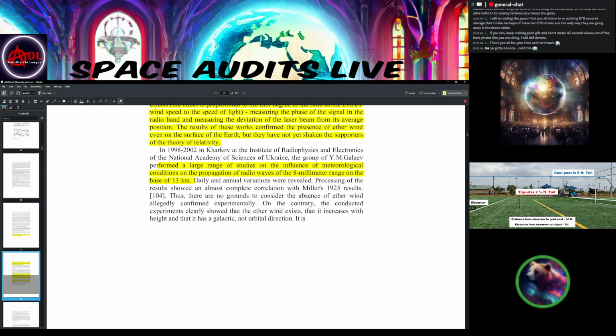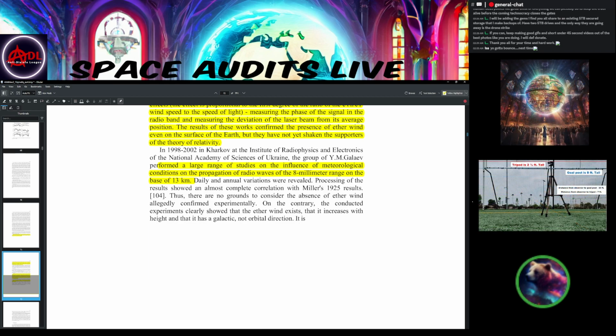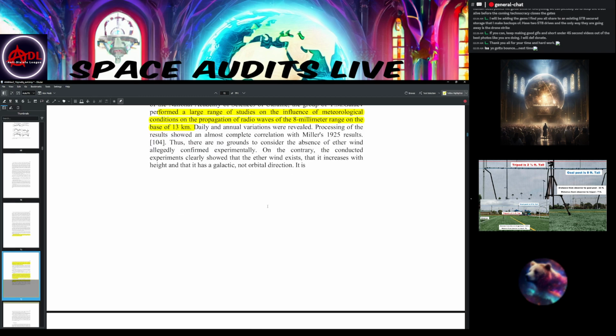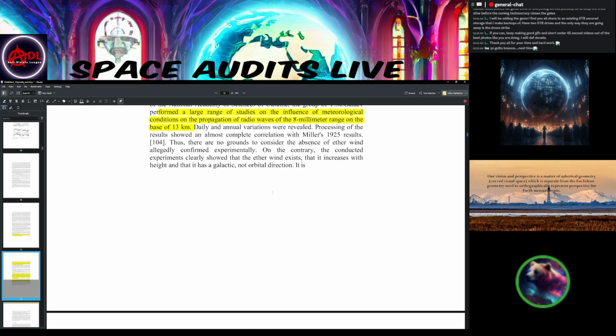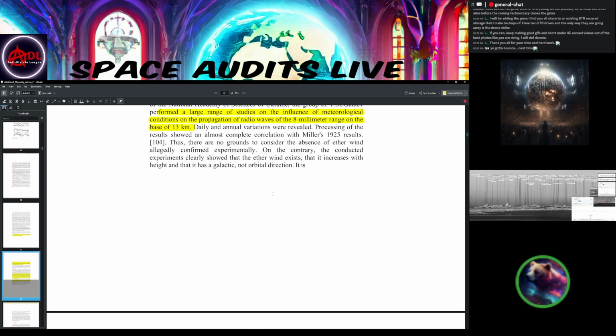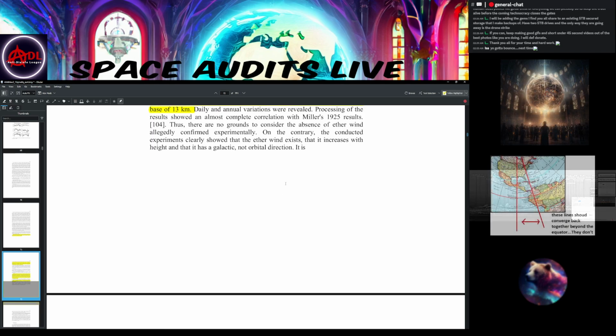Citation 104. Thus, there are no grounds to consider the absence of the ether wind allegedly confirmed experimentally. On the contrary, the conducted experiments clearly show the ether wind exists and it increases with the height, and that it has a galactic, not orbital, detection. So, yeah, this translation of motion speed that they're detecting down at the Earth, that they've interpreted as a translation of motion, fits the sidereal rotation of 15 degrees per hour. When it gets higher, it increases in speed. So they're thinking like, oh yeah, it's detecting the orbit of the galaxy or whatever. Like, no. Sorry, dude. Not at all.